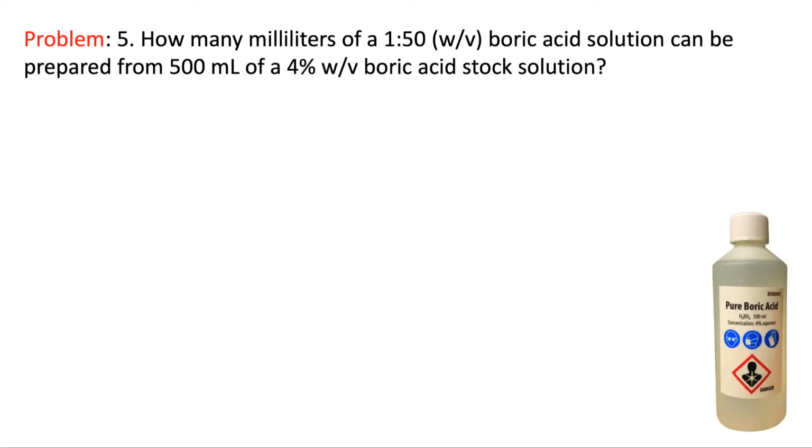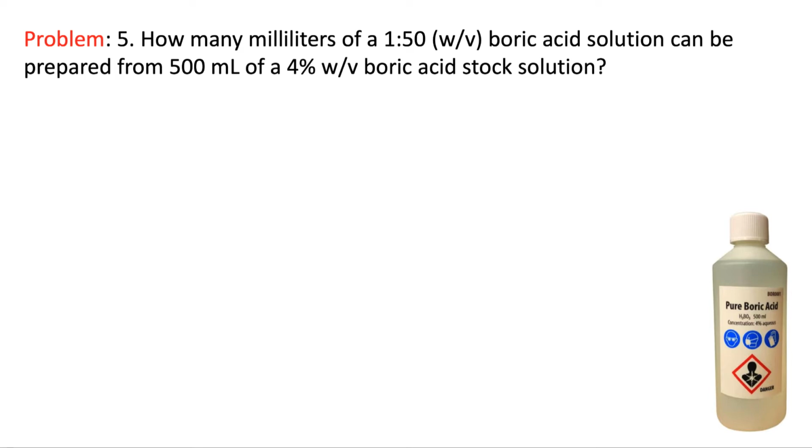All right, let's proceed on with question number 5, and it asks, how many milliliters of a 1 to 50 weight per volume strength of boric acid solution can be prepared from 500 milliliters of a 4% weight per volume boric acid stock solution? So this is a dilution. We're wanting to know how many milliliters of a lower strength can be produced from 500 milliliters of a higher strength. And we've also got a problem with our concentrations. They're expressed differently. I have a 1 to 50 and I have a 4%. So clearly we've got a little bit of work to do.